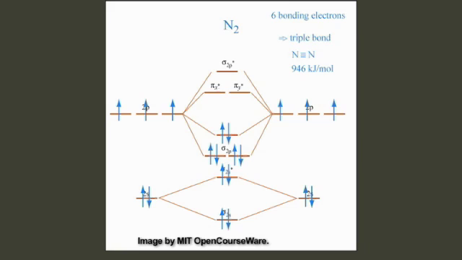So the 2s's and the 2s's go bonding, anti-bonding. Now I've got 3 plus 3 is 6, 2, 2, 2. Everything's paired. So we get the triple bond, 946 kilojoules per mole, an enormous energy in nitrogen. Now let's keep going.